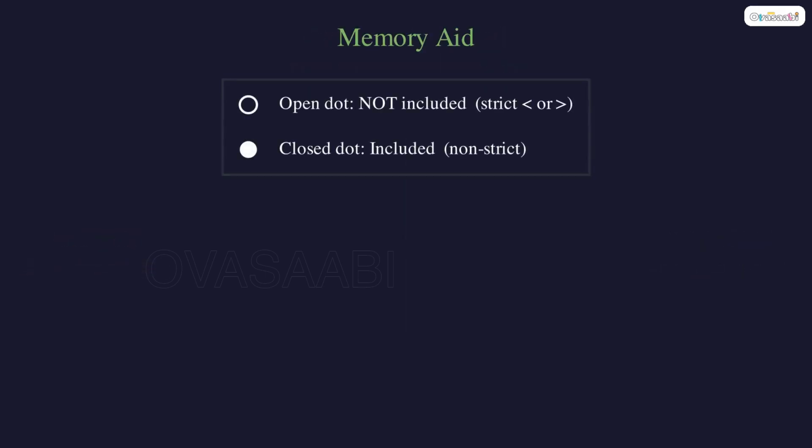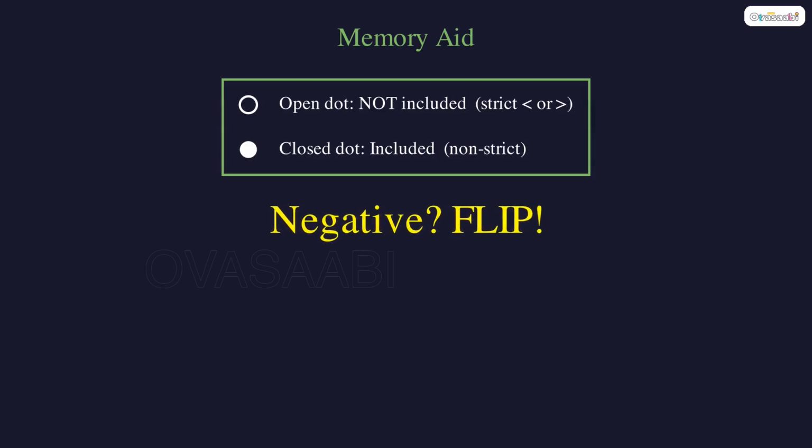Memory aid. Open dot means not included. Closed dot means included. And remember, if you divide by a negative, flip the sign. Say it. Negative. Flip.